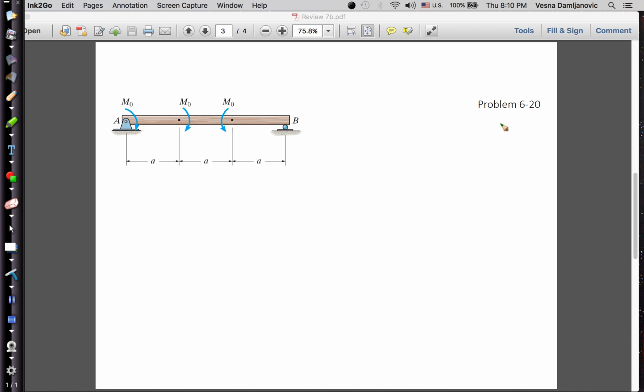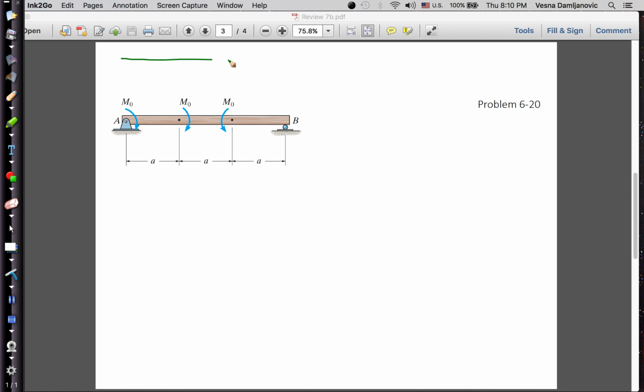Now we have a different problem, 620, where we were supposed to do the same thing. Only all the loadings are moments, and I've done something similar, but I want to make sure everybody understands that, even though they're moments, there will still be force reactions at both supports, because that's the kind of support we have. Everything is written in terms of M0. I'll just call it M. This just means it's a given number, and all the lengths are A. That makes it really easy.